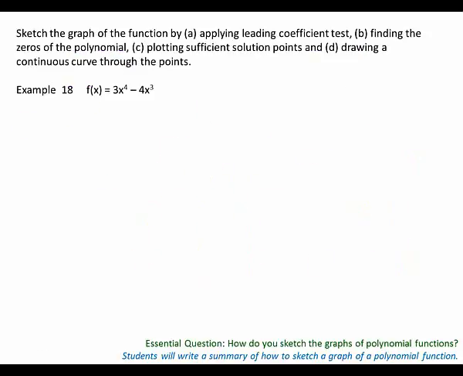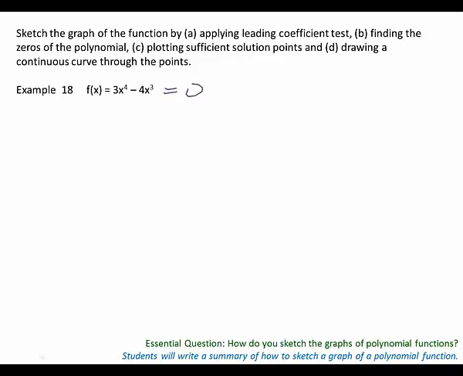That's pretty easy. Alright, last thing. We are supposed to, let's see, we get number 56, right? Let's see if we can get through one of these, so you've got enough to be able to do the homework. Sketch the graph of the function by applying the leading coefficient test, finding the zeros of the polynomial, and plotting sufficient solution points, and drawing a continuous curve through the points. I could calculate my zeros on that, couldn't I? That's where we need to start.